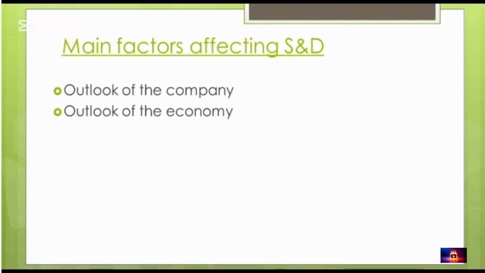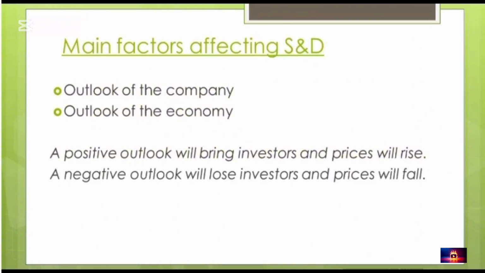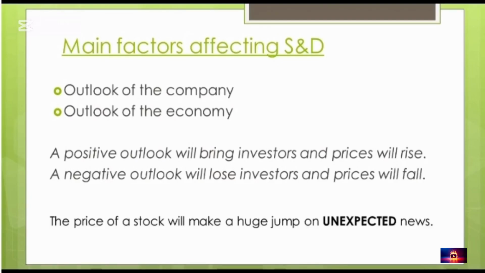So now what are the factors that affect supply and demand? Well, there are actually many factors that can affect supply and demand. However, I'm just going to touch on 2 important factors. They are the outlook of the company and the outlook of the economy. So one easy way to remember this is a positive outlook will bring investors and the stock prices will rise, whereas a negative outlook will lose investors and stock prices will fall. Also, you need to know that the price of a stock will make a huge jump on unexpected news.